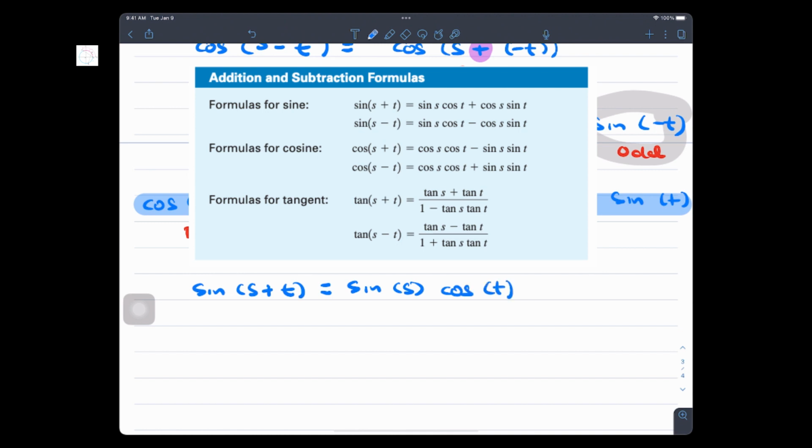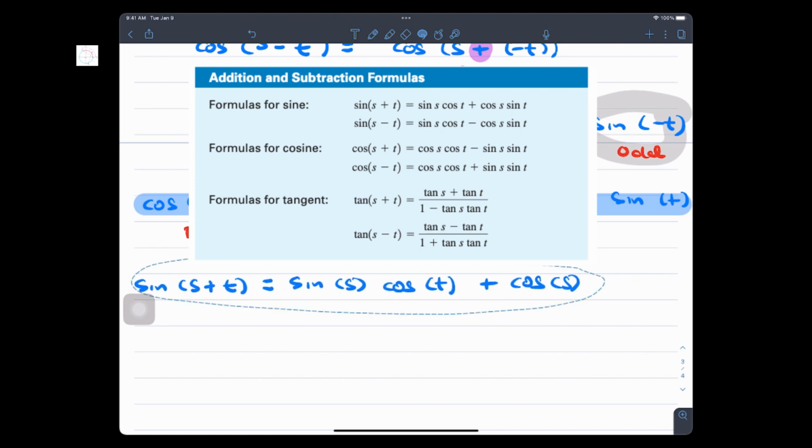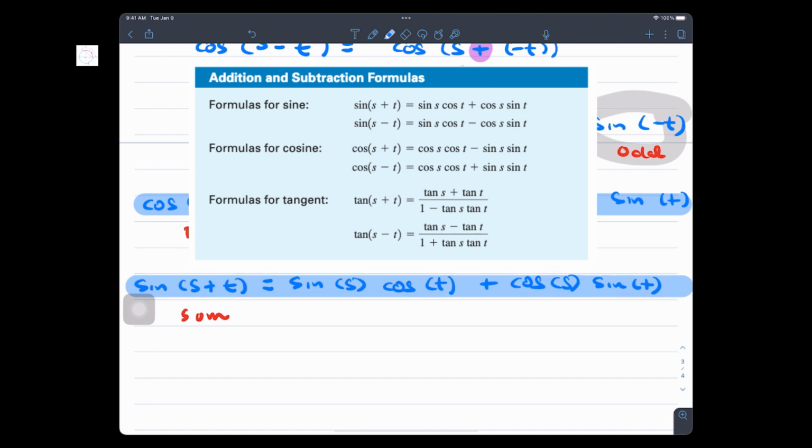Sine S cosine T plus cosine S sine T. Now that you guys see where some of these things come from, we're going to write them down here. So this is a sum formula for sine. And I'm just copying this one now for you guys. Now you see that these things just don't fall out of the sky, they're proven.